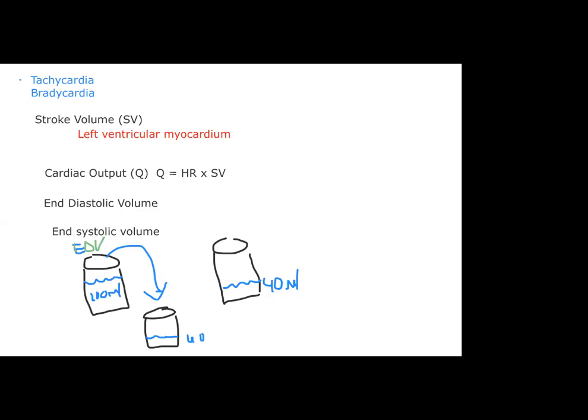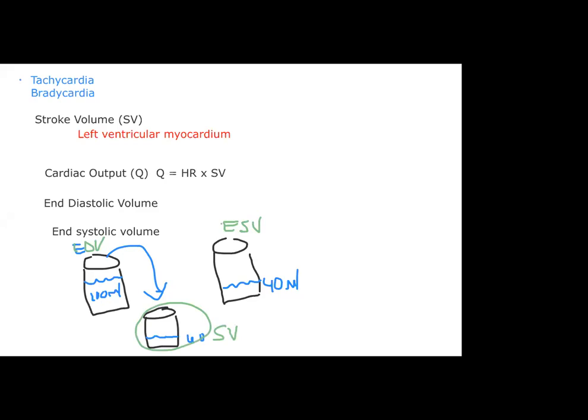The amount of blood in the ventricle after we've emptied it is end systolic volume. So that means the amount we poured out would be stroke volume.